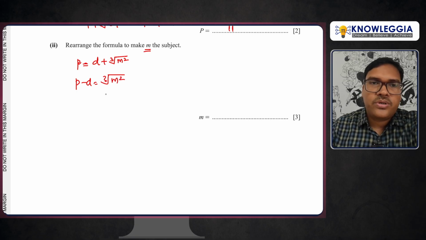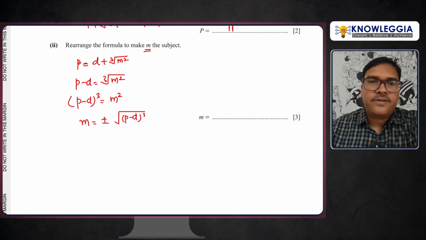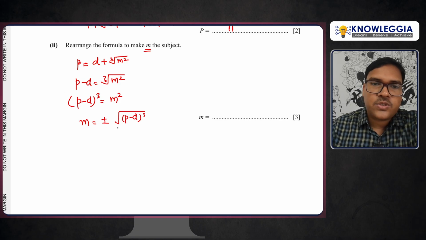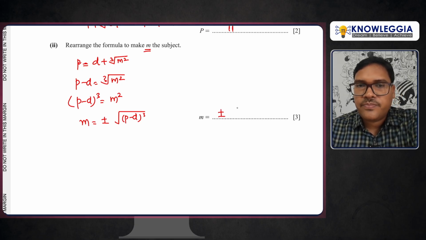Now to remove this cube root, I'll do the cube of both sides. So this is p minus d cubed is equal to m square. Now if I remove this square, this will become m is equal to plus minus the square root of p minus d cubed. You can see I have taken the square root, so this will become plus minus. So this is plus minus the square root of p minus d cubed.